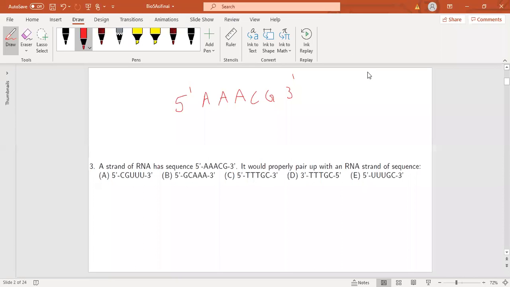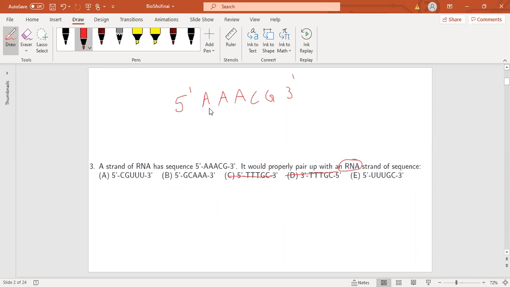So moving on to our next problem, we can see that it's asking: a strand of RNA has a sequence of 5' AAACG 3'. It would probably pair up with an RNA strand sequence of blank. So first thing to consider is that we're talking about RNA over here. So our answer choice should have uracils instead of thymine, so we can cancel out any answer choice that has thymine. So answer choice C and answer choice D would automatically be canceled out.